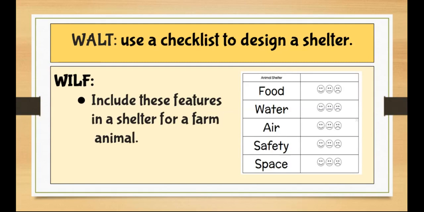We are learning to use a checklist to design a shelter. What I'm looking for is that you can include these features in a shelter for a farm animal. The features I'm looking for are: have you included space for food? Have you included a place for water? Is the animal able to get enough air in its shelter?